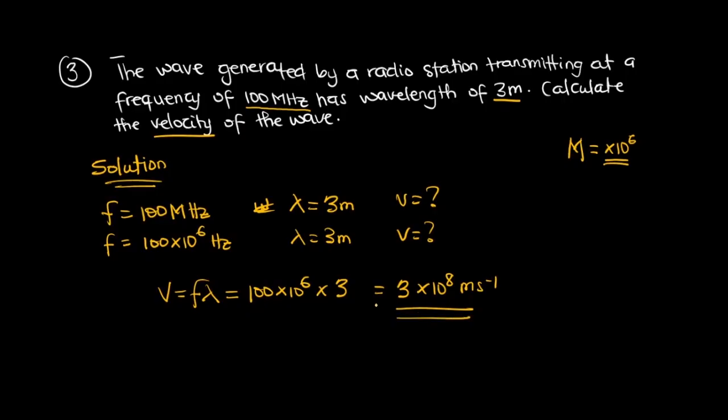So this is how we solve problems on sound energy when we are being asked to find either frequency, velocity, or wavelength. This is the relationship between frequency, wavelength, and velocity. So velocity is directly proportional to the frequency and the wavelength.